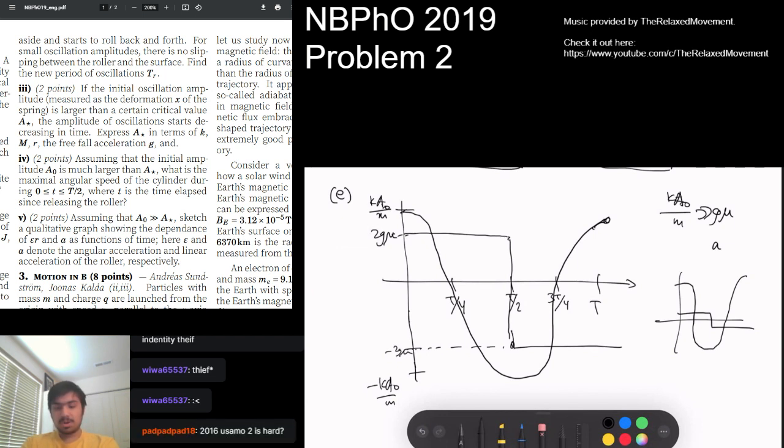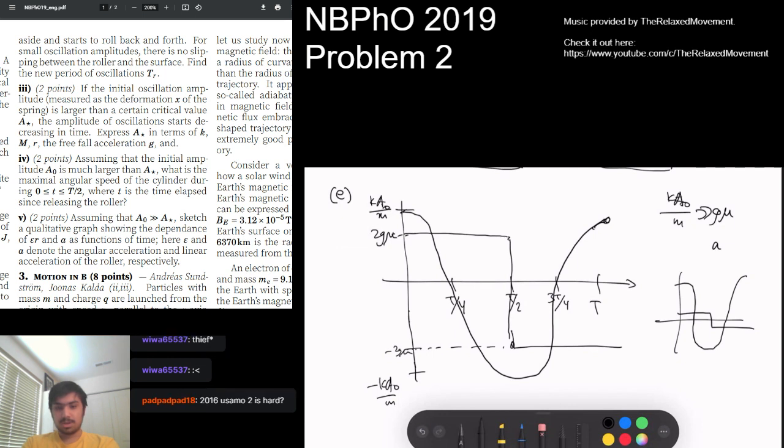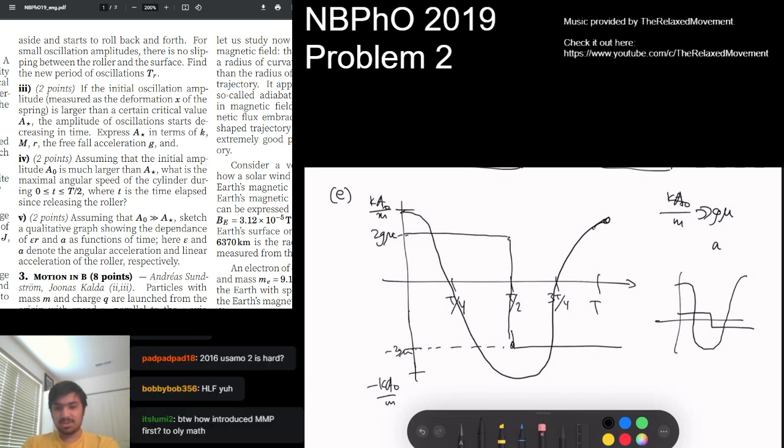2016 USMO 2 is hard, yes, objectively. 2016 USMO 1 is also hard. Or not 1. Actually, yeah, 1 is also kind of tricky, right? And 2016 USMO 4 is also hard. 2016 is really weird, where it's just like... USMO is just weird a year, I think.